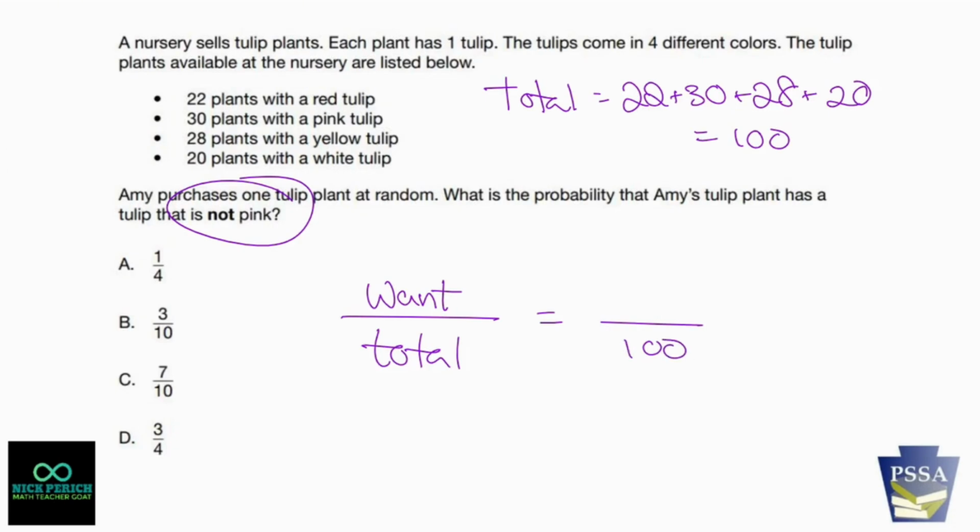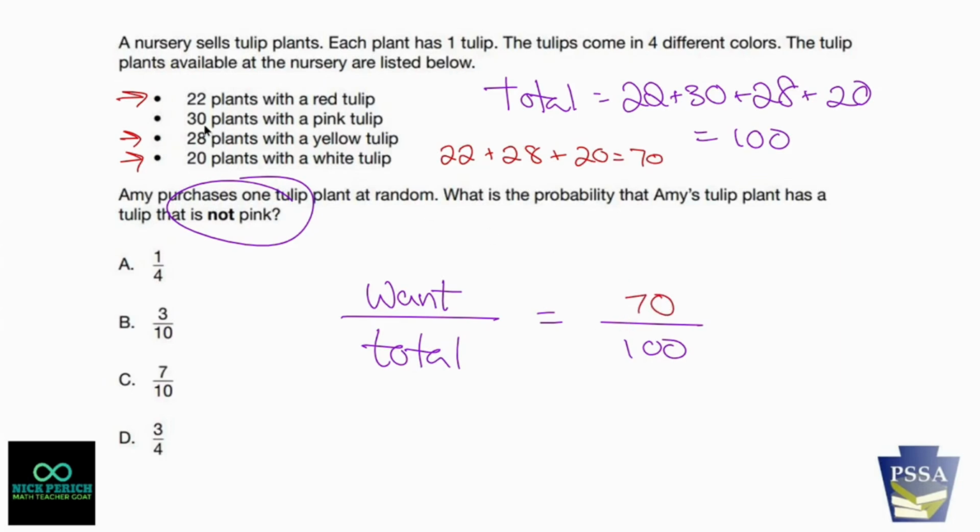Now, I want ones that are not pink. So I want either red, which is 22, yellow, which is 28, or white, which is 20. 22 plus 28 is 50, plus 20 is 70. So what we want is 70 out of 100.